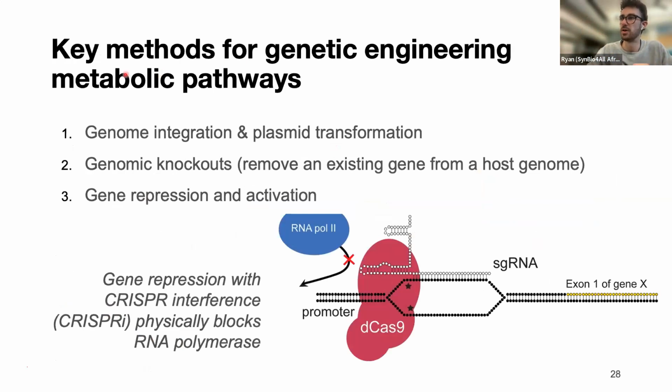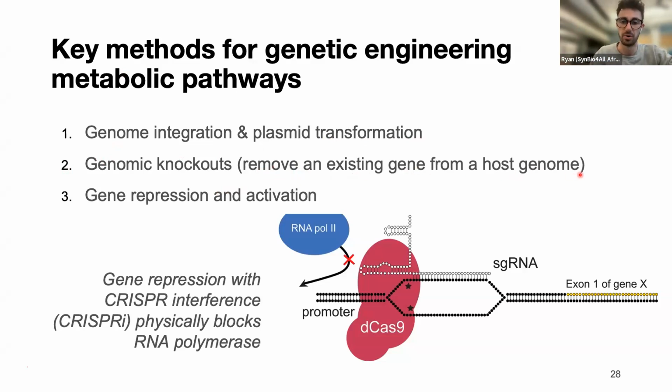Okay, so just summarizing here a little bit, what are some of these key methods for genetic engineering of metabolic pathways? So one is genome integration and plasmid transformation, which we talked a little bit about in the engineering DNA section. And this is basically how you can introduce your pathway of interest into the cell. And then the other one would be genomic knockouts, so basically how to remove an existing gene from a host genome.